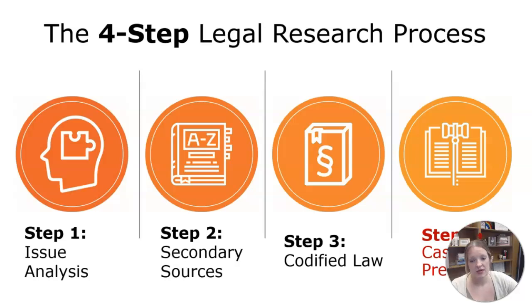So step 2 is looking to secondary sources. We've talked about the benefits of secondary sources: one, orienting us to a new area of law, providing us that background and context so we can have that contextual understanding, and then also pointing us to relevant primary sources. We're saving time and we're more efficient at researching when we use secondary sources to point us to primary sources rather than just jumping into a database, throwing some keyword searches in, and hoping that we get to the relevant sources.